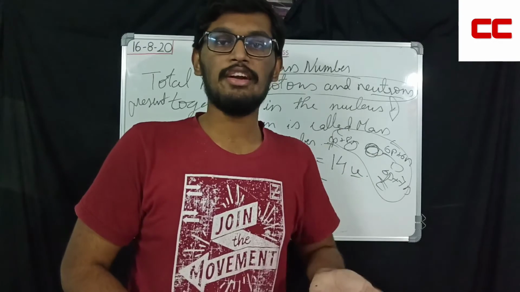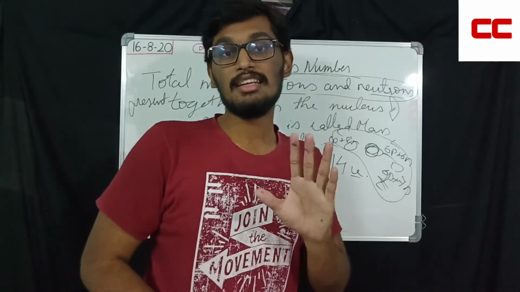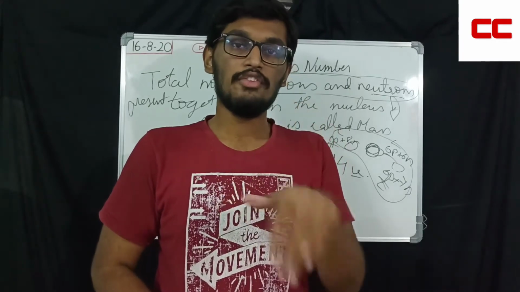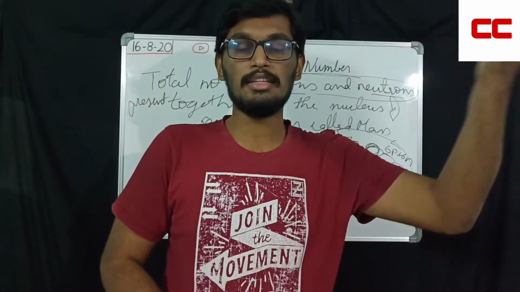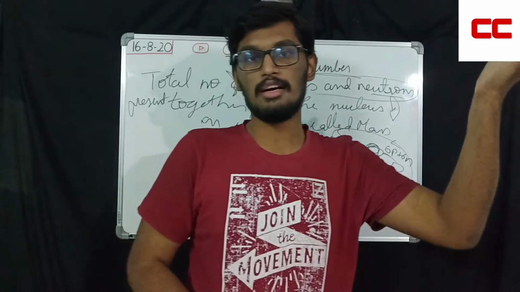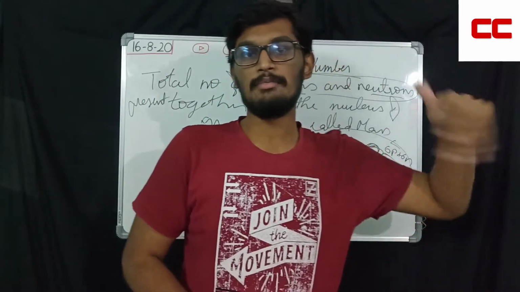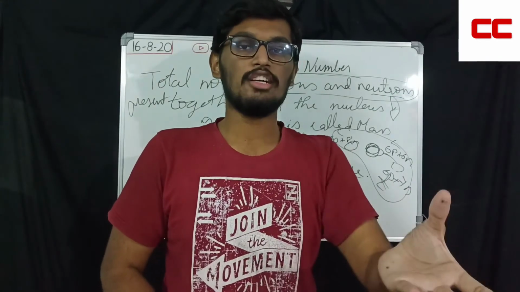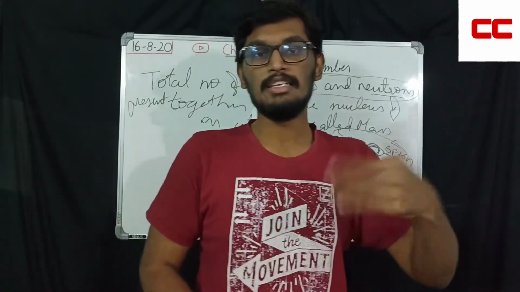And when the mass number is different, you should understand that the number of neutrons is different, but not the protons. If the protons are different, then it becomes some other element. If one element has 7 protons and another element has 5 protons, 5 protons means boron and 7 protons means nitrogen. Then the whole element changes.